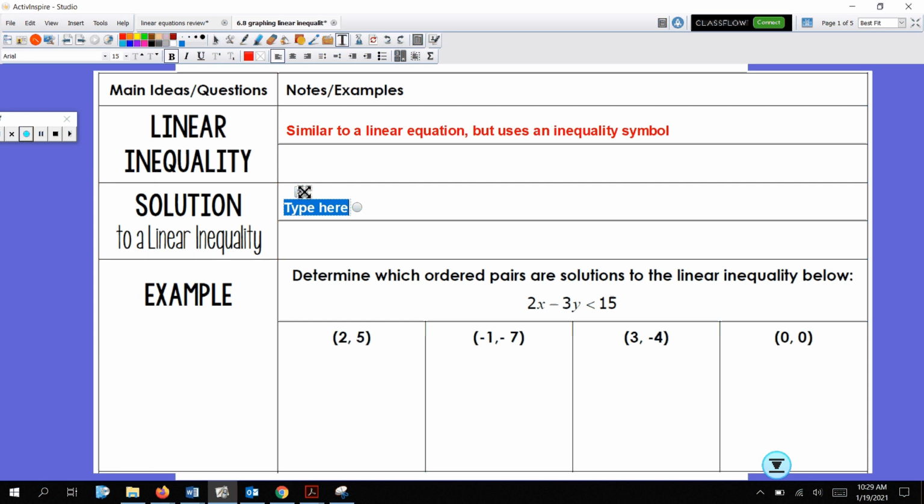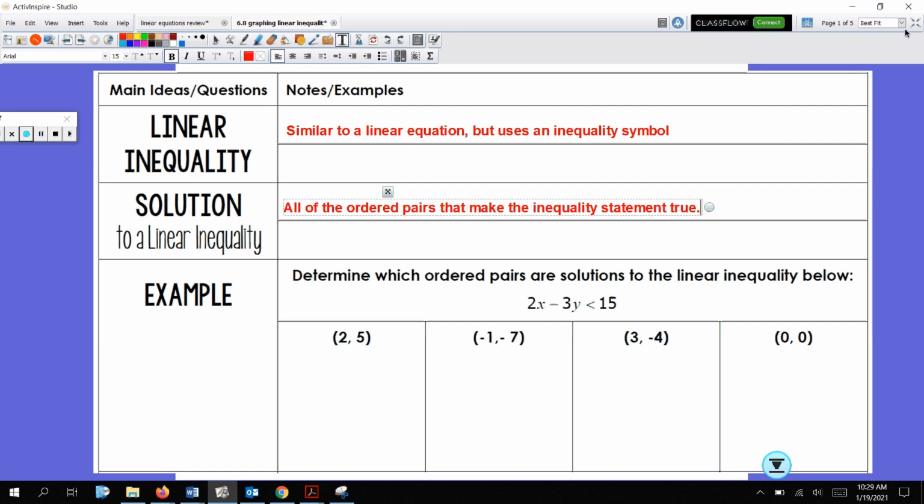All right, so solutions to a linear inequality. Solutions will look like all of the ordered pairs that make the inequality statement true. That means you can plug in your x, y, and you should get a true statement. So let's look at this example. Here I have a linear inequality.